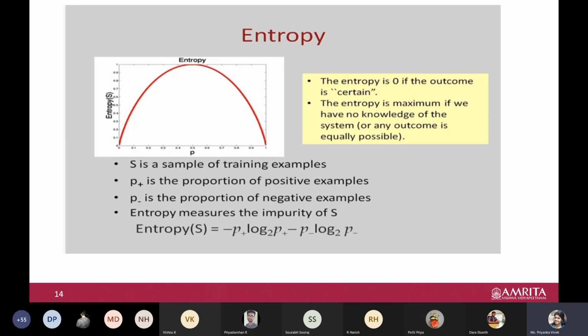That is why they have mentioned that if any outcome is equally possible, then you have high entropy. Whether it is a multi-class problem or a 2 class problem, if you have an equal or approximately equal number of samples in all the classes, of course you will have high entropy. Is that fine? Okay, so that is what we say about entropy.